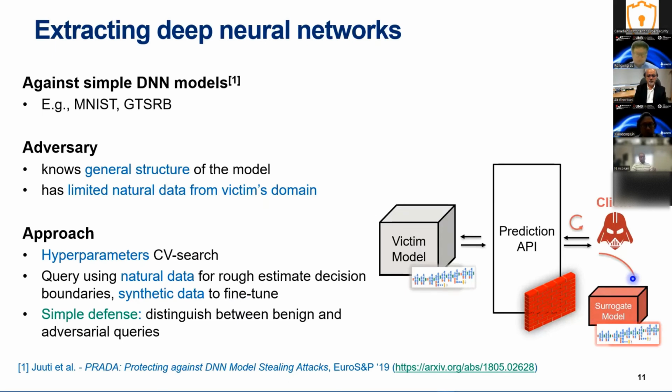So if the adversary is trying to steal a model, let's say for X-ray diagnosis based on X-ray images, we assume that the adversary might have a few X-ray samples, but not a lot of them. And then the adversary uses these natural samples, but also generates lots of artificial data, uses them to query the model via the API, and is able to produce a surrogate model that has comparable accuracy. We published this 3 years ago.